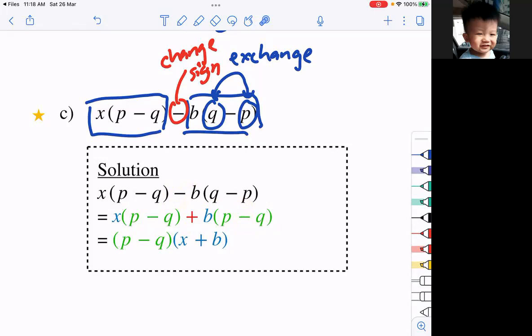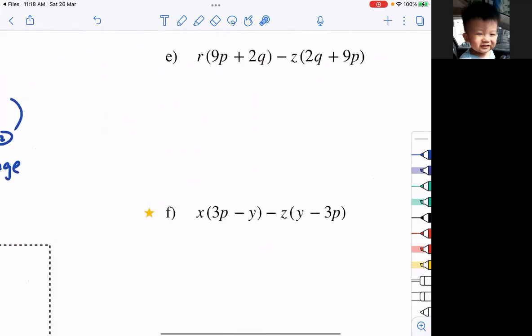Now, is it easy to factorize? The last step. Can you see? The green guy comes out. I'm left with X plus B. Can you see that? This is grouping, but with the star. Have you learned this this year? Or last year? Or never? Okay. Sometimes different schools teach at different speeds, so I can't say what is good or bad.